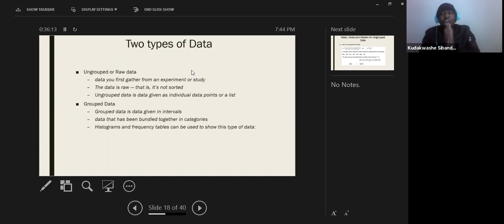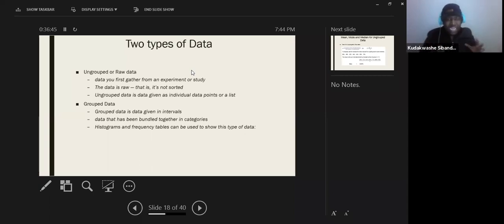So how do you identify that this type of data is raw? Ungrouped data is data that is given as individual data points or a list. So when you are given that the first student got 71%, the second student got this mark, that type of data, which is being given as individual data points or as a list, is called raw data, right?